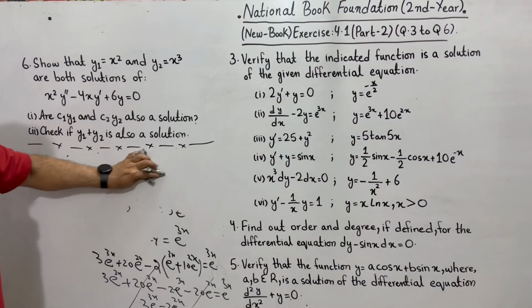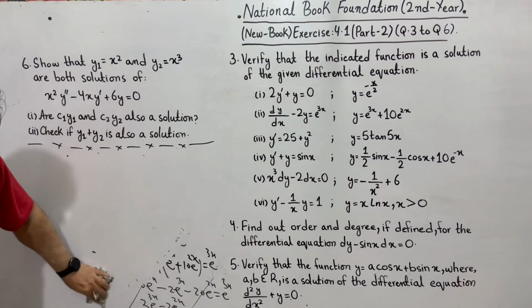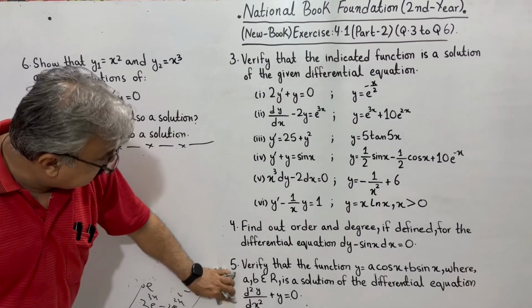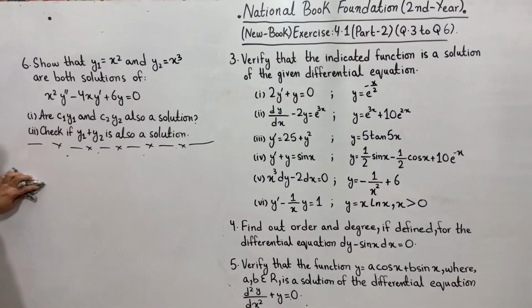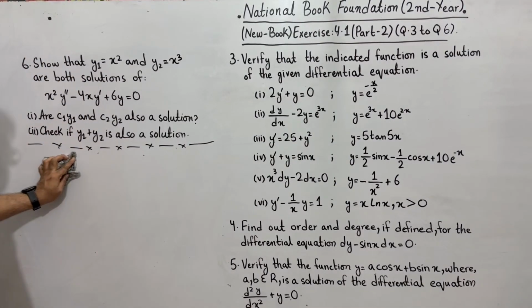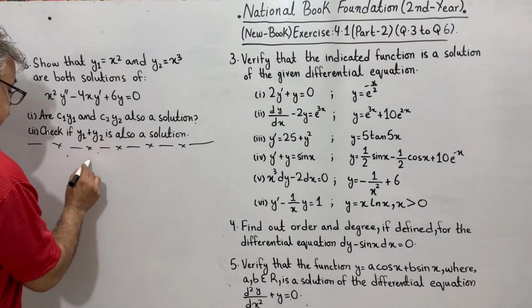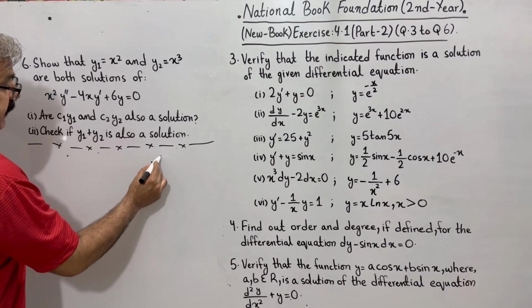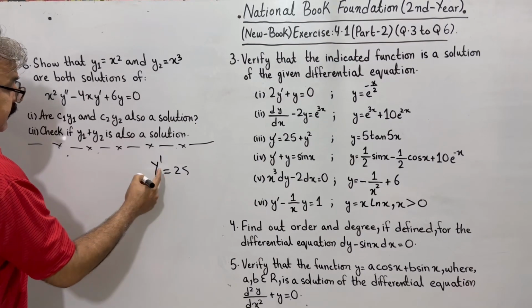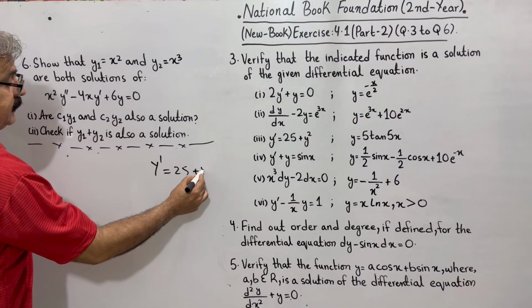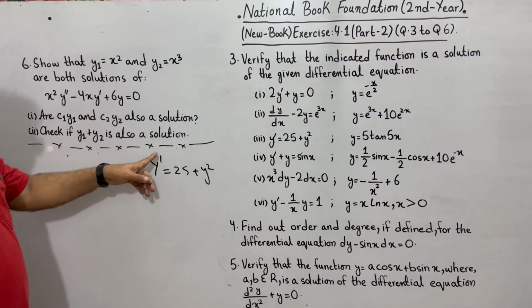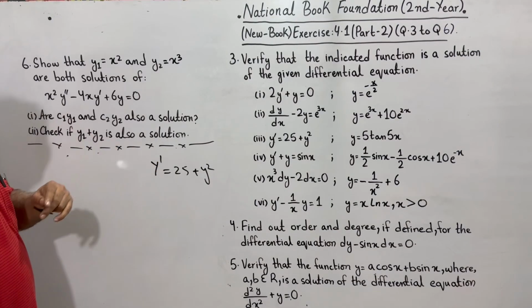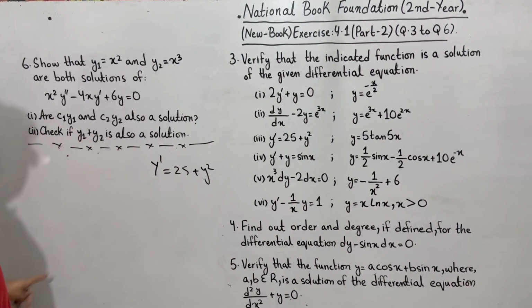Now y is equal to 5 times tan 5x. It is the solution of the differential equation: the single derivative is equal to 25 plus y square. Here the equation is y dash, the single derivative, equals 25 plus y square. This prime shows the first derivative, a single prime shows the single derivative, double prime shows the double derivative, the second derivative, and so on.